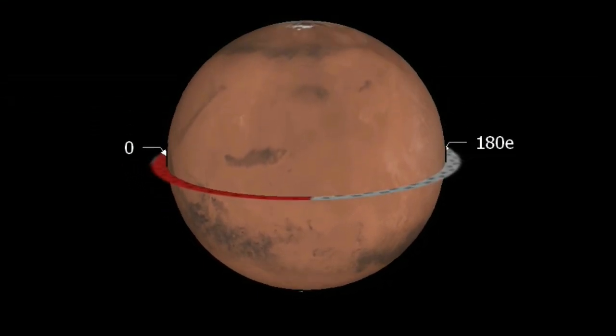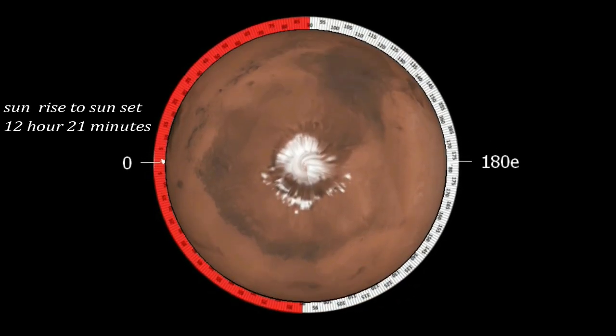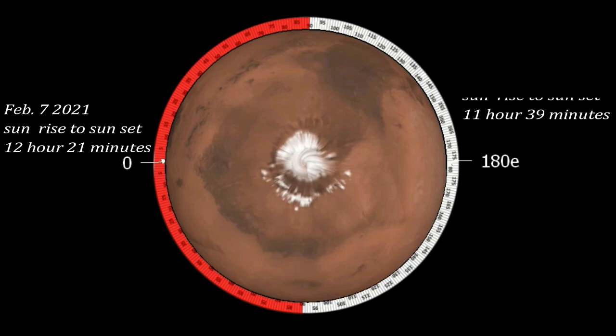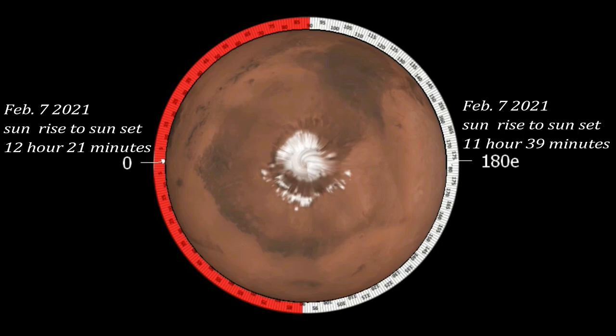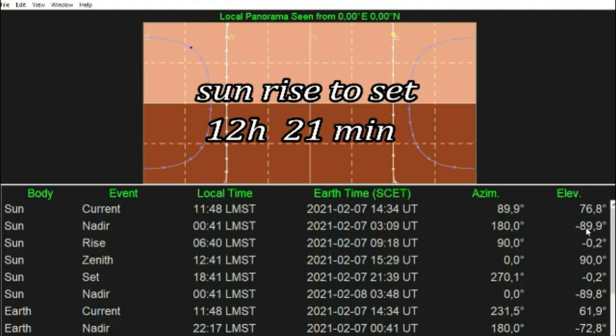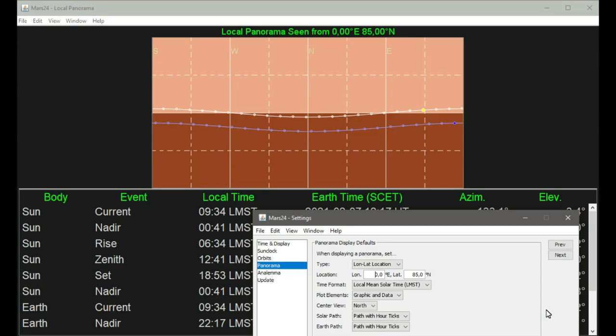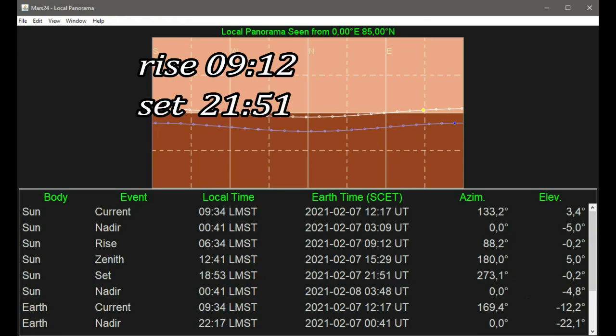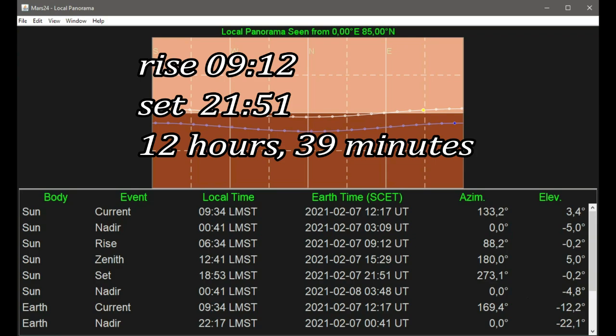Let me visualize it for you. February 7, 2021, on the prime meridian, and it took 12 hours and 21 minutes from sunrise to sunset. And on the same day, 180 degrees opposite, it took 11 hours and 39 minutes from sunrise to sunset. So that's like 42 minutes difference. Let's do another one on the same date, on the spring equinox. This time we use the 85th latitude north on the prime meridian. Sunrise 9:12, set 21:51. That's 12 hours and 39 minutes.